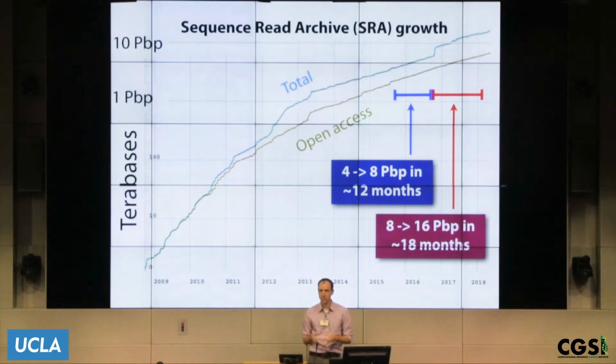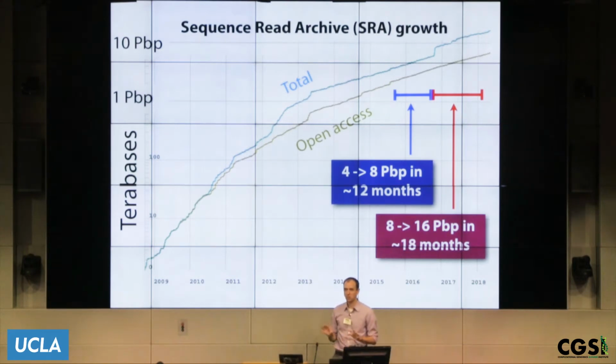And you can see that the doubling time interval is in one case 12 months, in the other case 18 months. 12 months is unusual. You might see there's kind of like an elbow in that blue line right around the end of that 12-month interval. That's from one project. That's from the TopMed project, deposited a ton of data in October 2016. So that's kind of an anomaly.